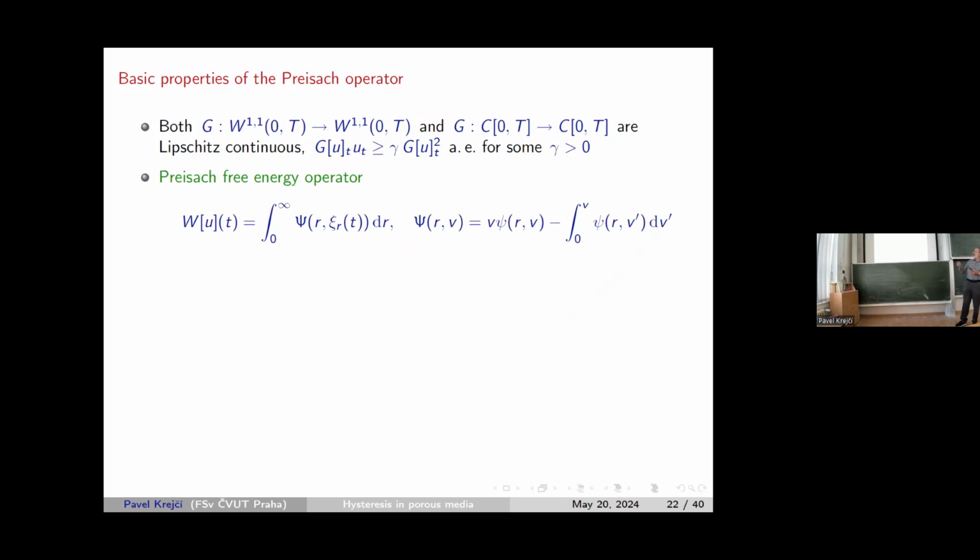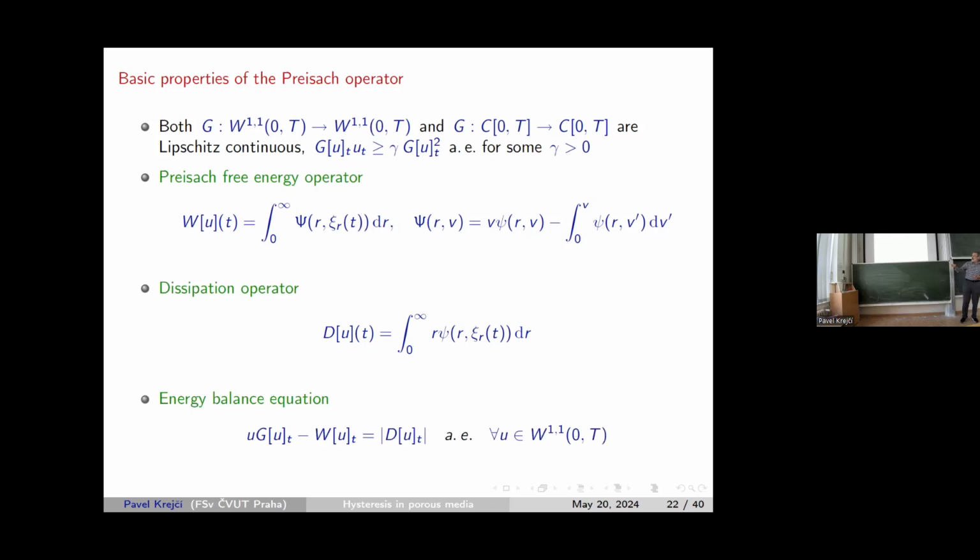Now, the Preisach operator has very nice properties with respect to the energy balance. So we can define the potential energy, or free energy, which is again an operator of Preisach type, the difference being that the function capital Psi now is positive. So we have a positive free energy, again in the form of a Preisach operator, a function of the play operators. We can define a dissipation operator, which is again a Preisach operator. And we have the energy balance equation.